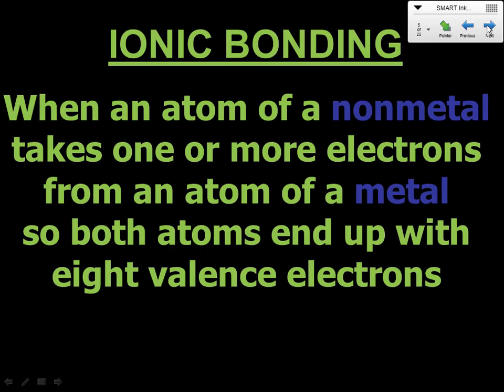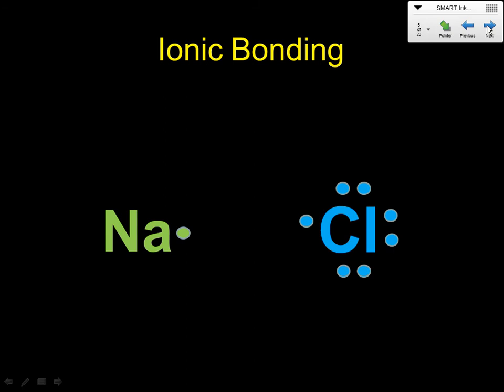In ionic bonding, this is going to form when an atom of a nonmetal takes one or more electrons from an atom of a metal, so both atoms end up with 8 valence electrons. Here again is our sodium atom, a metal, and we're going to have it form an ionic bond with chlorine, which is a nonmetal. Sodium gives up its electron to chlorine. It now has a full outer shell. And chlorine, by getting that one little electron, now has 8 valence electrons. Sodium becomes positively charged. Chlorine becomes negatively charged.